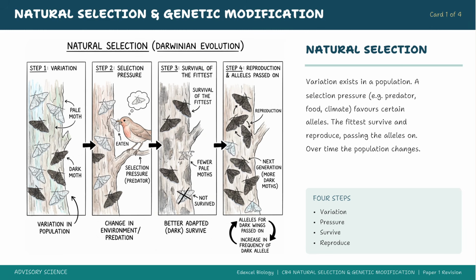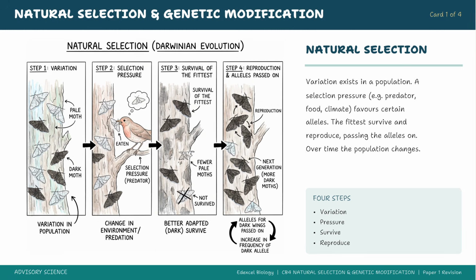A modern example is antibiotic resistance in bacteria such as MRSA. Antibiotics kill most bacteria, but some may already carry a mutation that makes them resistant. Those bacteria survive, reproduce rapidly, and pass the resistance allele on, creating strains that are much harder to treat.